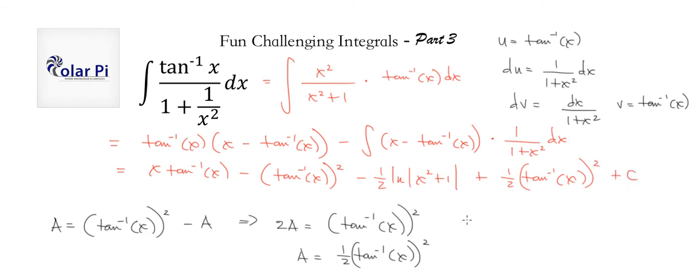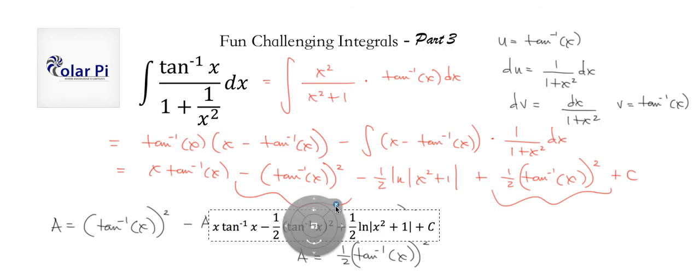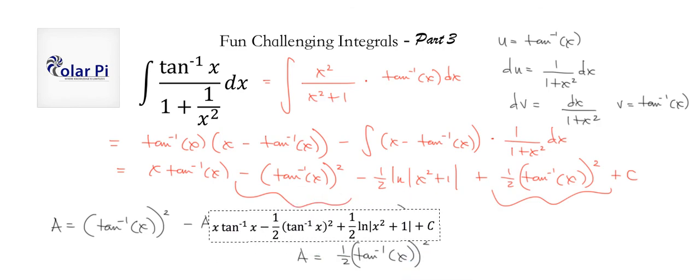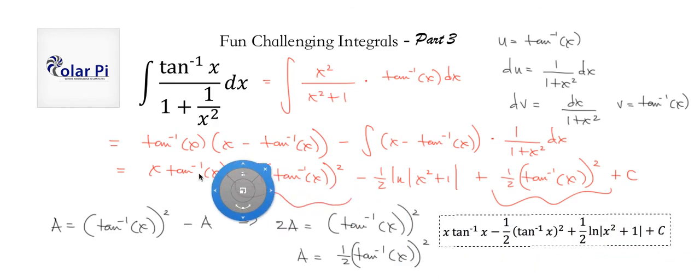Yeah? Cool. Now, before we finish, we notice that this term here and this term here are like terms, and they combine into a negative 1/2 tan inverse x all squared. So if you do that, you should be able to find the final answer, which I rotated unintentionally right there. Yeah? Cool.